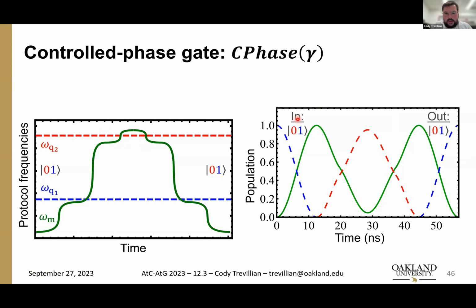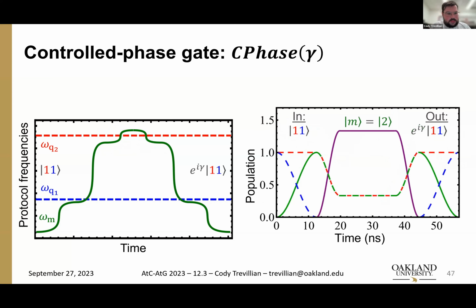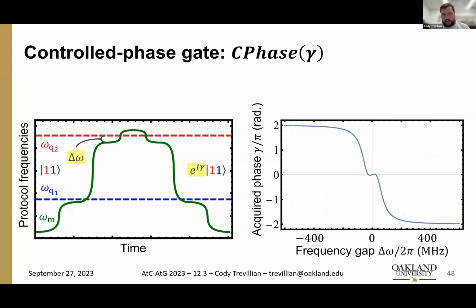So if I'm enacting a Z rotation, the input is equal to the output that we would expect. Okay, all right. So then we proceed with our operation, and we can see that, again, this system has some population here, but then afterwards, the phase operation is applied. And again, by varying the frequency gap, we get different acquired phases.